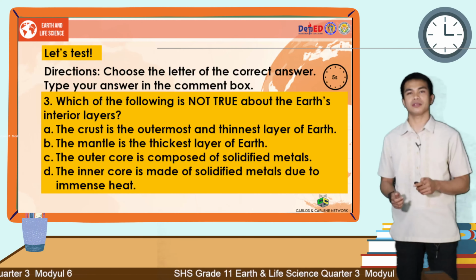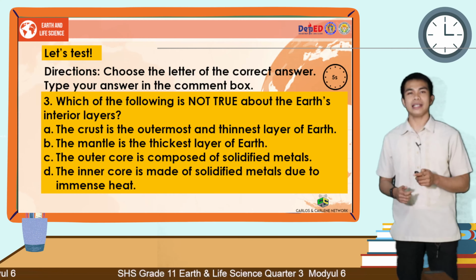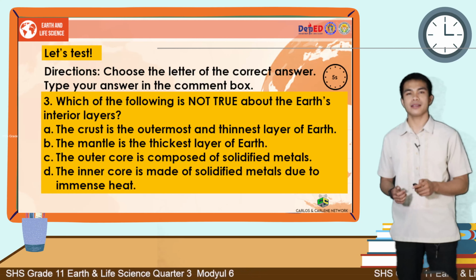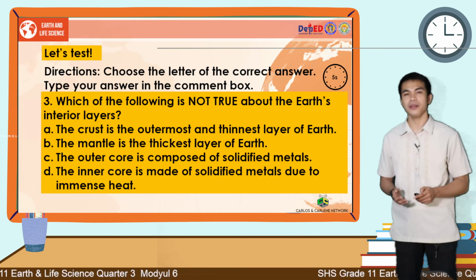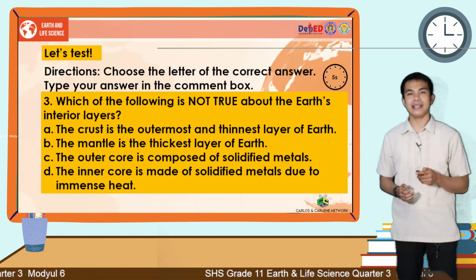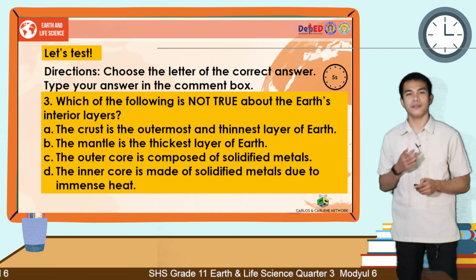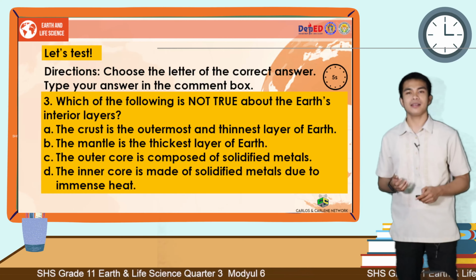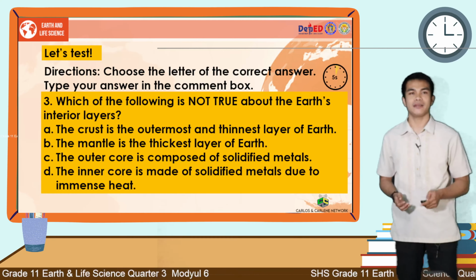Third question, which of the following is not true about the Earth's interior layers? A, the crust is the outermost and thinnest layer of the Earth. B, the mantle is the thickest layer of the Earth. C, the outer core is composed of solidified metals. D, the inner core is made of solidified metals due to immense heat. 5 seconds.